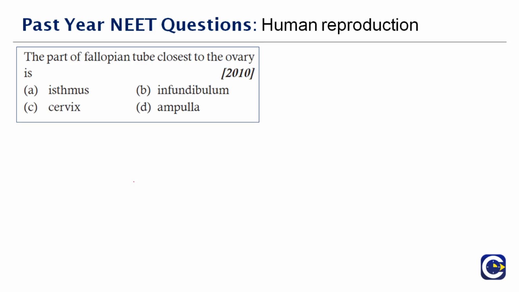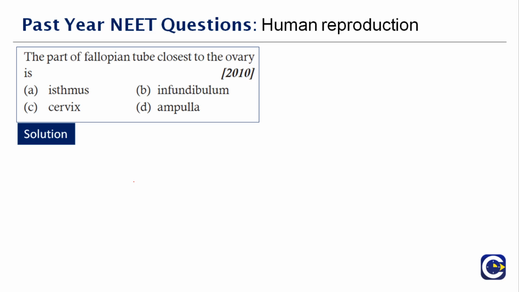Next question here. The part of the fallopian tube closest to the ovary is dash, and this question was asked in the year 2010. So what is a fallopian tube actually? What does it do? You must have heard about it. What happens in the fallopian tube? The egg that is released every 28 days, what you call the menstrual cycle, goes and waits there in the fallopian tube for fertilization to happen.